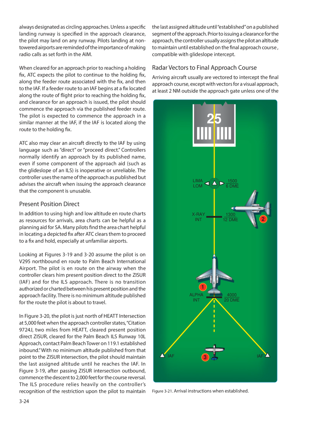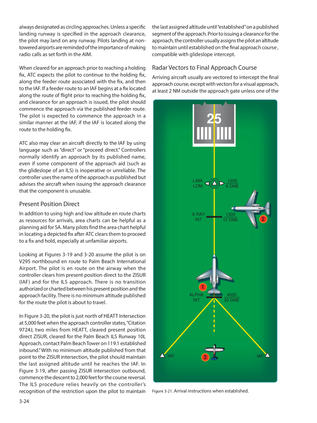Pilots landing at non-towered airports are reminded of the importance of making radio calls as set forth in the AIM. When cleared for an approach prior to reaching a holding fix, ATC expects the pilot to continue to the holding fix, along the feeder route associated with the fix, and then to the IF. If a feeder route to an IF begins at a fix located along the route of flight prior to reaching the holding fix, and clearance for an approach is issued, the pilot should commence the approach via the published feeder route. The pilot is expected to commence the approach in a similar manner at the IF, if the IF is located along the route to the holding fix.